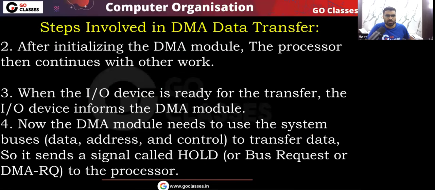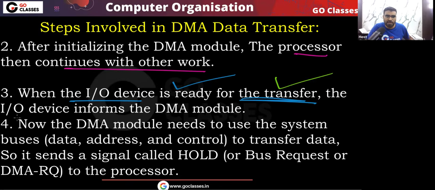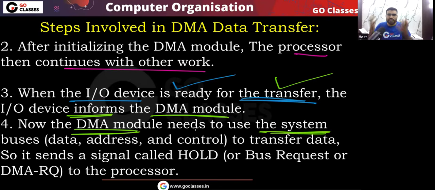Okay, so this is what I'm saying. You can see step number 2. After initializing the DMA module, the processor can do some other work. Now what will happen? When the IO device is ready for data transfer, the IO device will inform the DMA module. Now the DMA module needs access to the system bus. Yes or no? When the data is ready, the DMA module needs control of the system bus, the control of data, address and control lines.